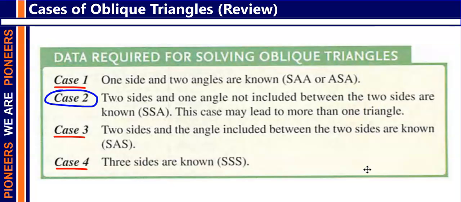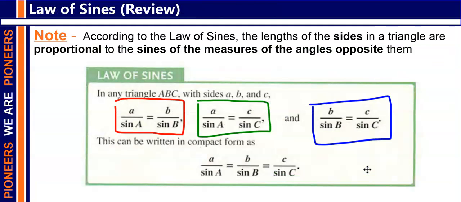So this is going to be SSA or ASS, which I won't say out loud, but it is a unique situation where you can say a word like that out loud in math. What's unique about this case is that it can lead to more than one triangle that you have to solve.